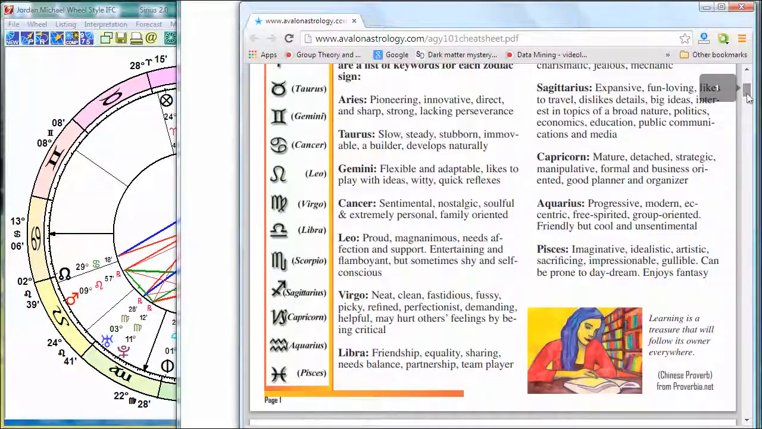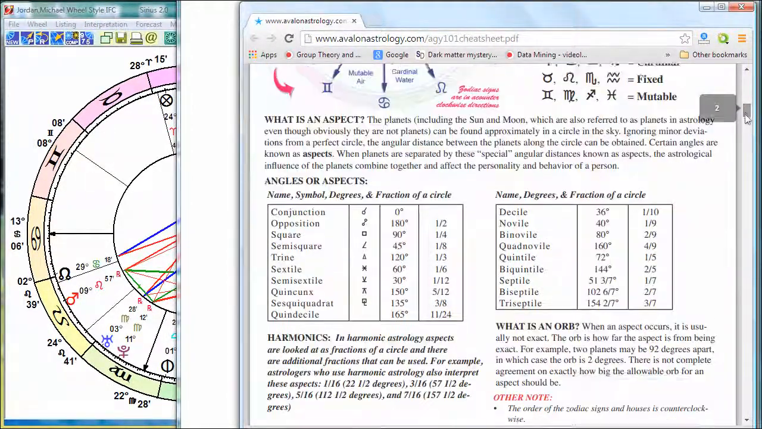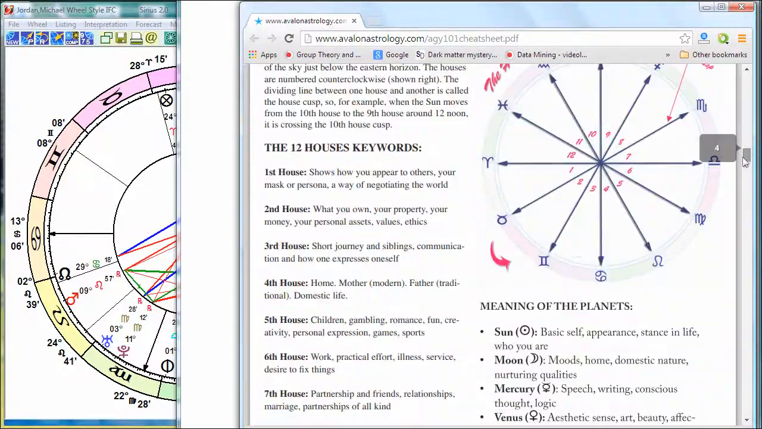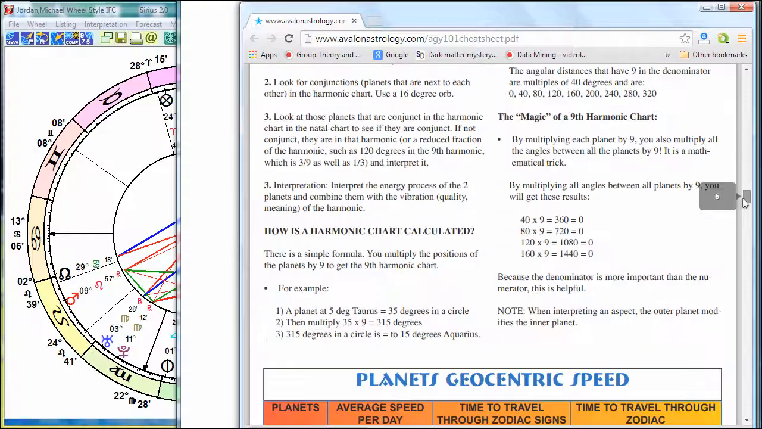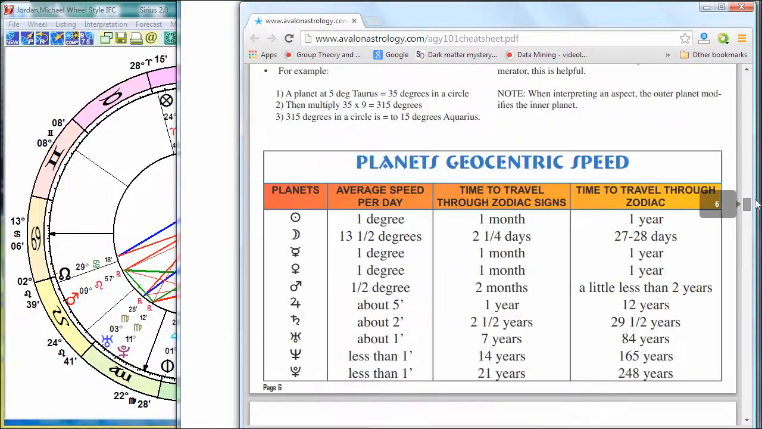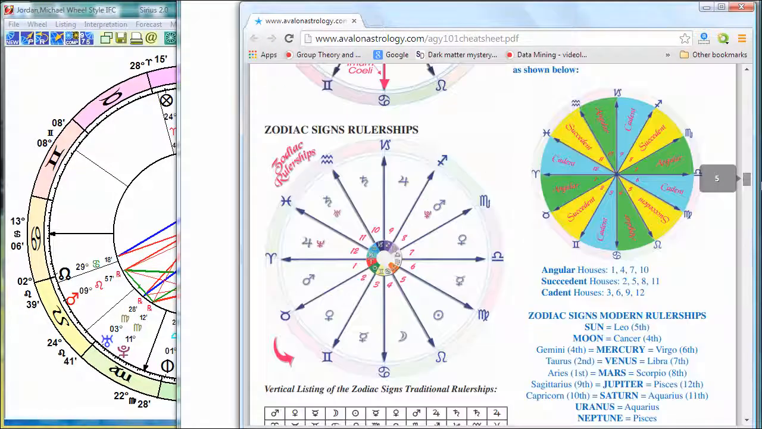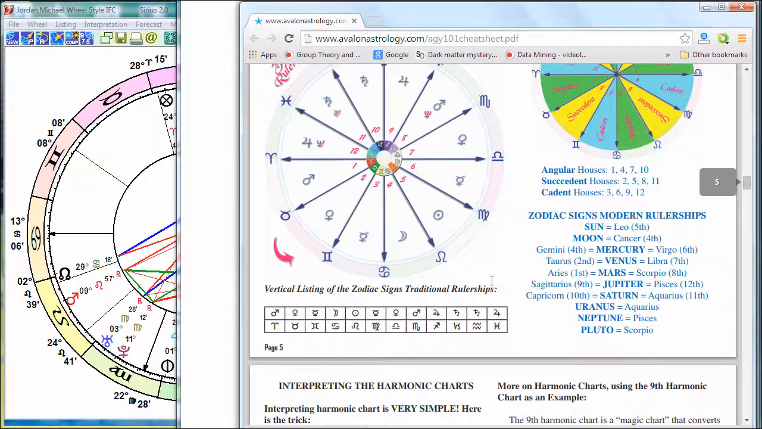Fumbling around here. If I fumble much longer, I will just show you in my other document. Well, it's here somewhere, and I'm not seeing it. There it is. Sorry. It's right here at the bottom of this page.